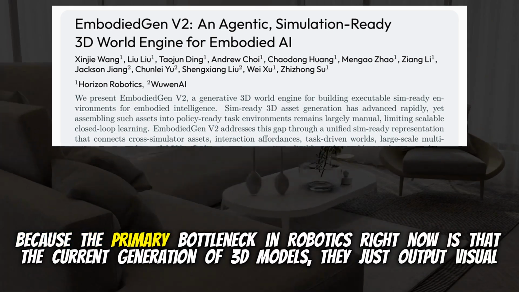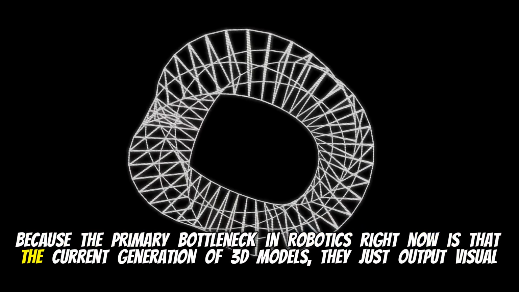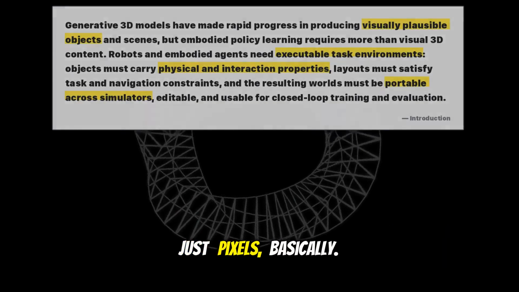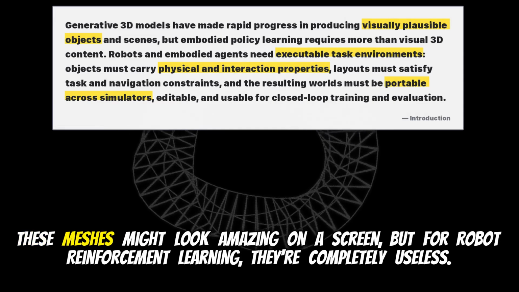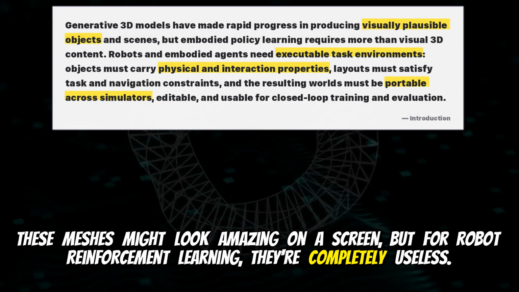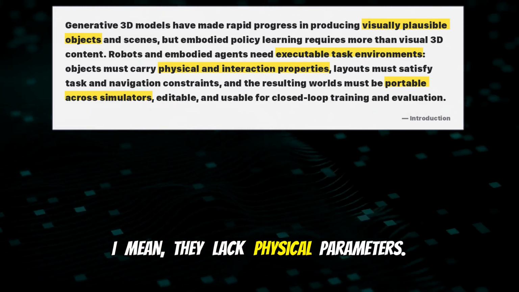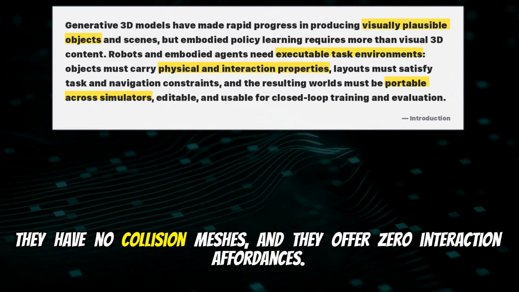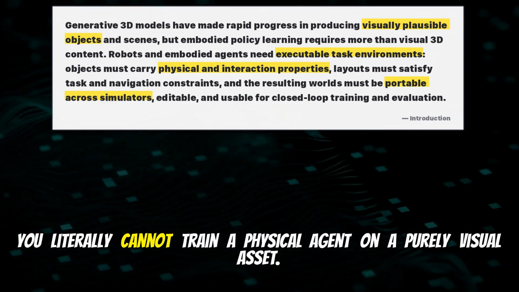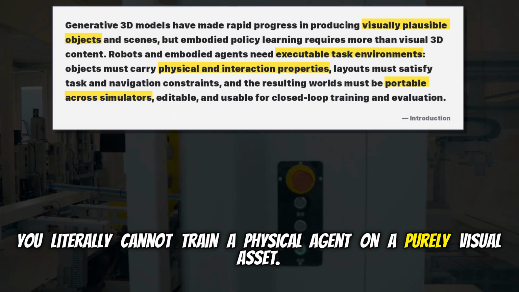Because the primary bottleneck in robotics right now is that the current generation of 3D models, they just output visual shells. Just pixels, basically. Right. These meshes might look amazing on a screen, but for robot reinforcement learning, they're completely useless. I mean, they lack physical parameters, they have no collision meshes, and they offer zero interaction affordances. You literally cannot train a physical agent on a purely visual asset.